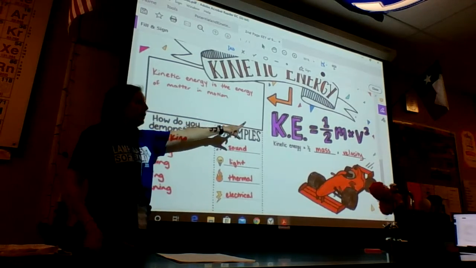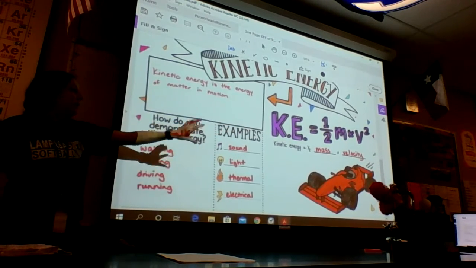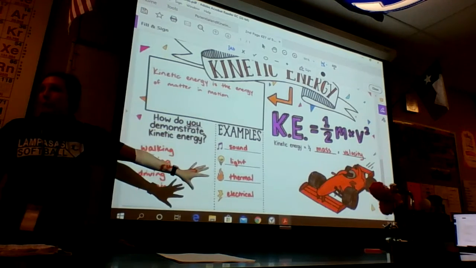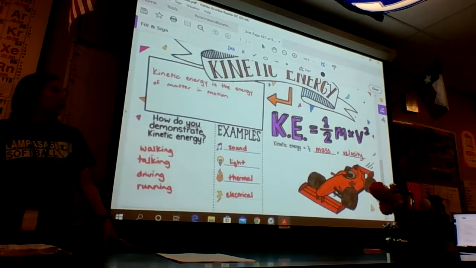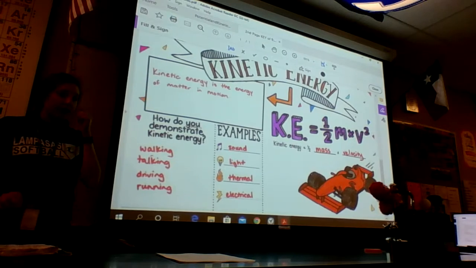We are going to calculate kinetic energy as well, all right? And that's that formula, but we're going to wait a couple days before we get into that. Today, I just wanted to show you the formula. We're not actually going to use it yet.